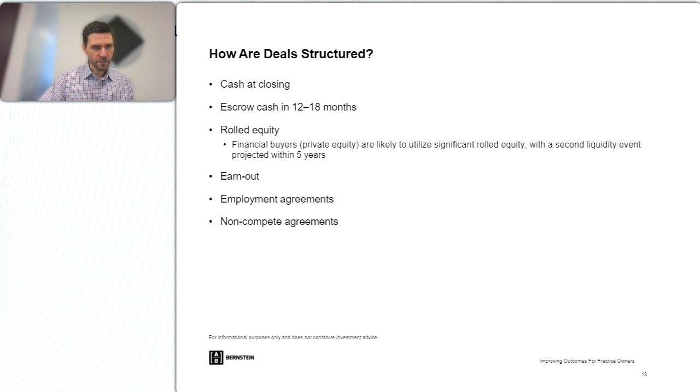Looks like there's a question here. Ed Barker's asking, the buyer's trying to flip in 3 to 5 years. That's often the case with private equity or institutional capital buyers. As financial buyers, they're looking to oftentimes sell the practice again after growing it, adding physicians and adding locations, in a 3 to 5 year time period.